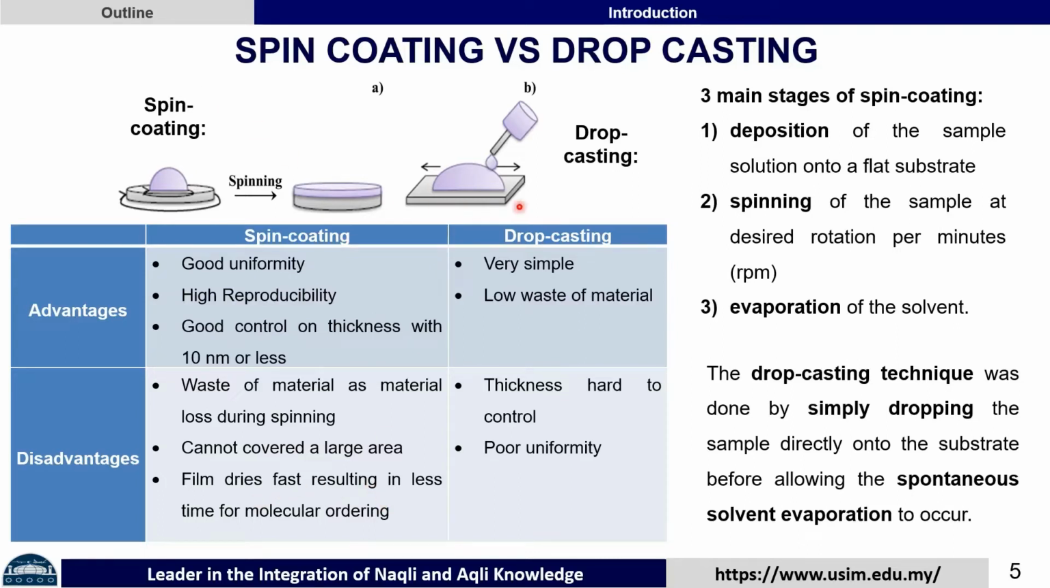For drop casting, the advantage lies in it being a very simple technique to be executed, and it will not involve much waste of material. However, the disadvantage of drop casting is that the thickness is quite hard to control, giving a poor uniformity of film.